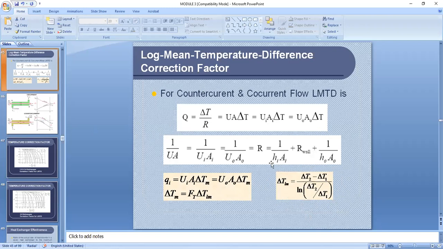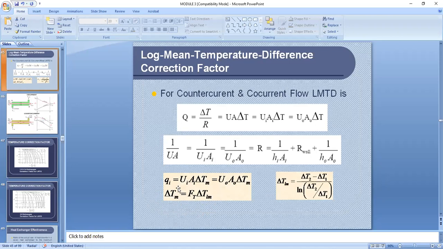So that would be the log mean temperature difference. However, in the actual design, we need to consider the temperature correction factor, represented by F sub T, which is multiplied to the log mean temperature difference. That way we get the delta T mean.